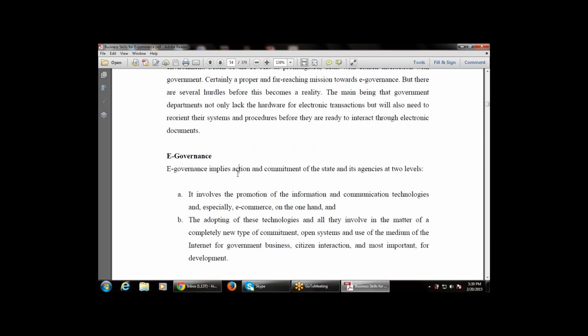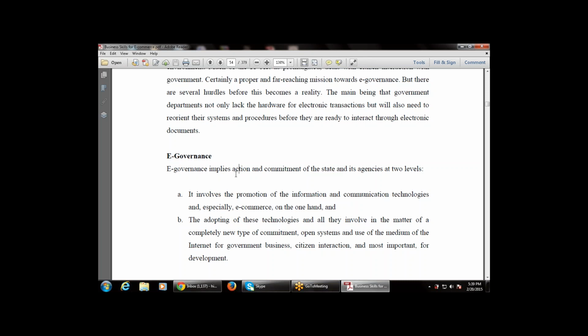It involves the promotion of information and communication technology. So what are the two main levels at which e-governance is available? The first level is the promotion of information and communication technology, and especially e-commerce, on the one hand.